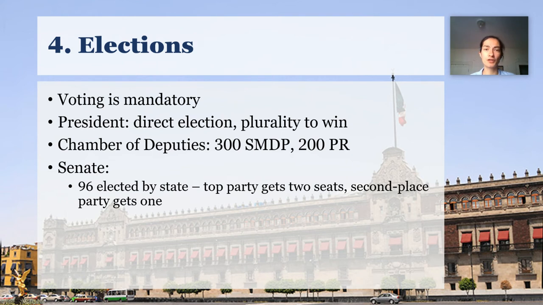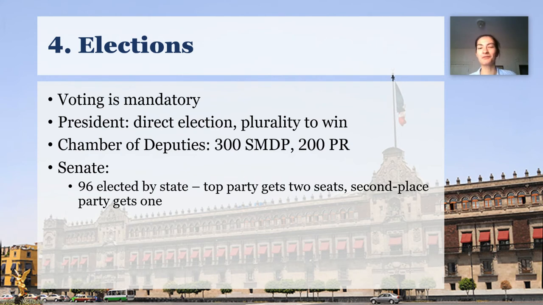In each of Mexico's 32 states, there are 3 senators, or rather there are 31 states and the federal district of Mexico City. So there are 96 senators elected by state, with 3 representing each state. The way this works is each party that wants to run in a state chooses 2 candidates. The party that gets the most votes in each state gets 2 seats, but then the party that gets the second most votes in that state gets to send 1 senator from their list of nominees in that state.